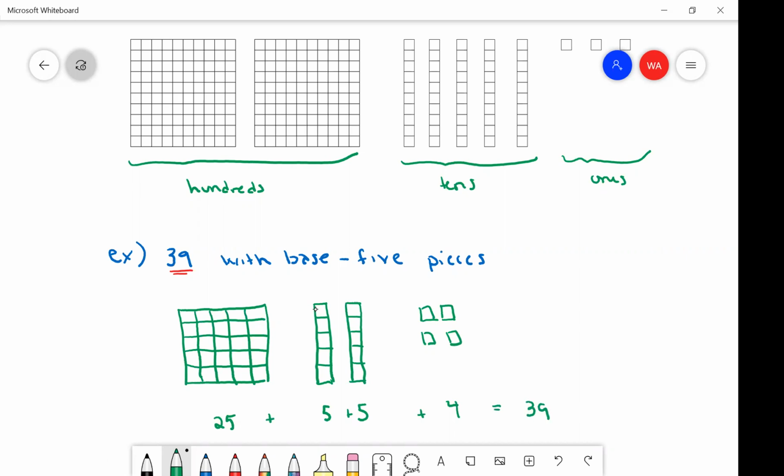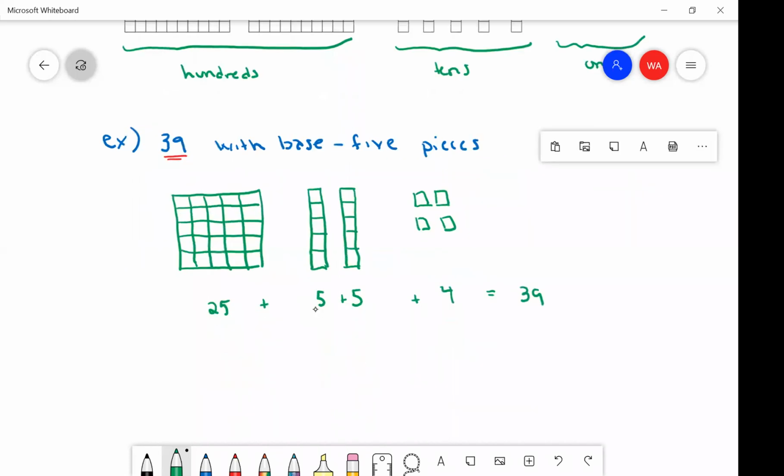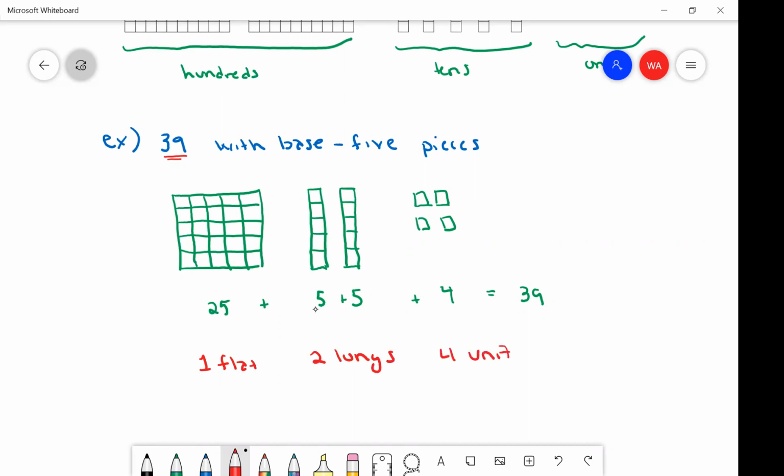But what's really cool about this, I'm going to write it in their flats and longs language. I have 1 flat, 2 longs, and 4 units. So in base 5, this is the number 1, 2, 4 in base 5. So the number 39 in base 5 is 1, 2, 4. So you could use this kind of visualization technique to convert between base 5 or any base number system into our number system and vice versa. It's a nifty way of looking at that.